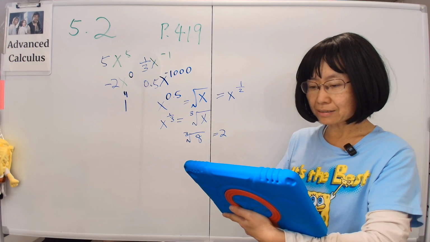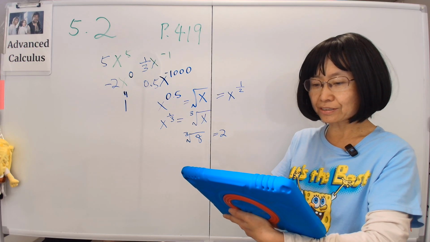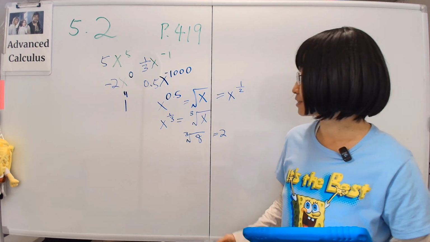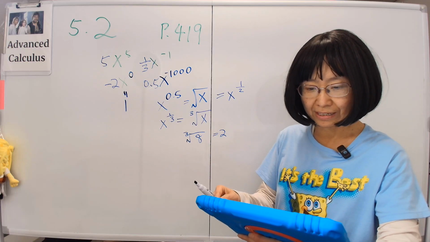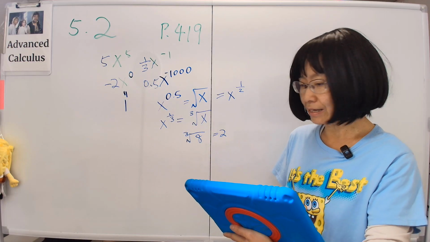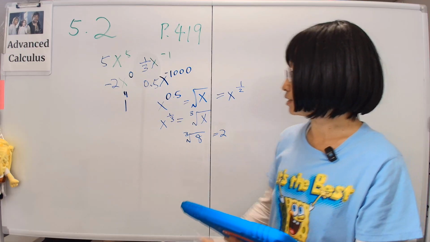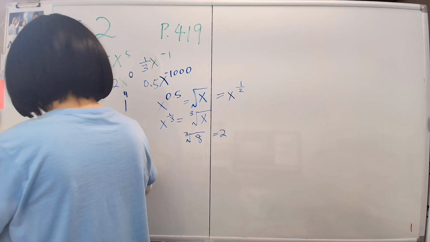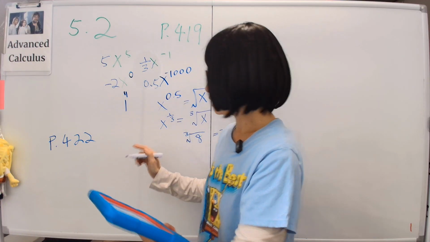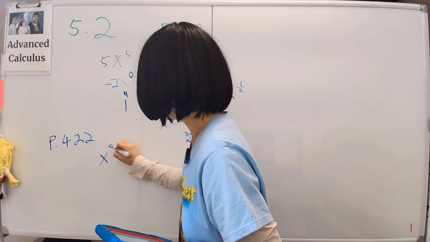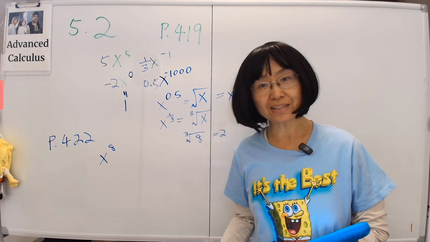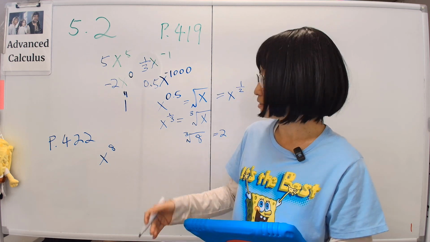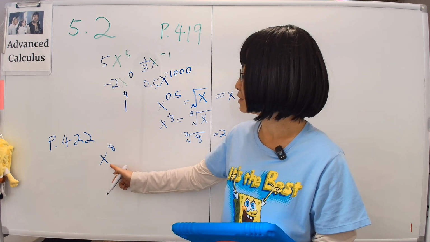Next, let's consider the end behavior of power functions. The end behavior means what happens towards the end. And what's the end? The end is when x goes to infinity or negative infinity. For example, let's flip a few pages. Page 422, where we consider the end behavior of x to the power 8. What happens when x goes to infinity? Infinity is too big, so let's consider, I don't know, 10. What happens when x is 10?